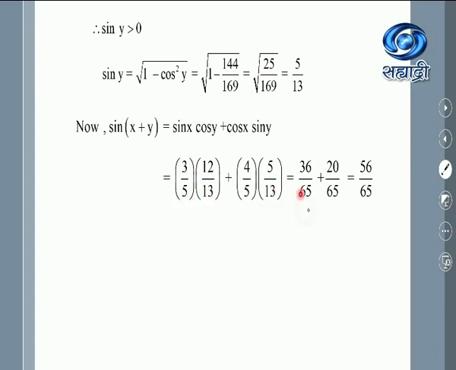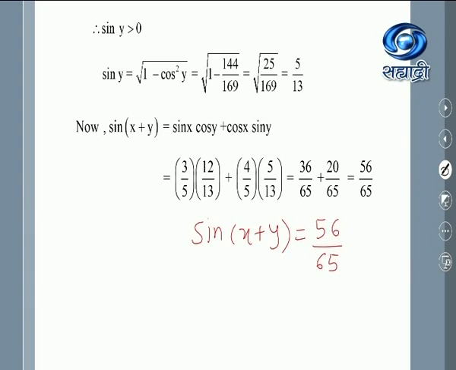So the denominator is 65. 12 multiplied by 3 is 36. 4 multiplied by 5 is 20, and the denominator is 65. Common denominator we have, so add these two, 36 plus 20, which is 56. So here we got sin of x plus y equal to 56 upon 65.